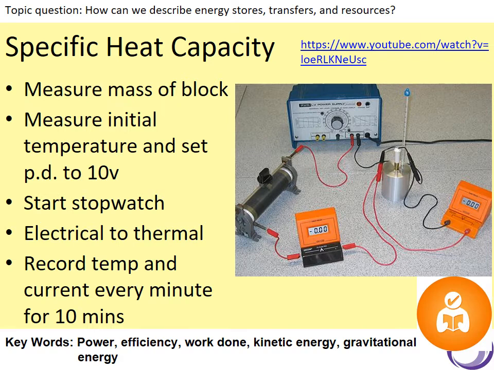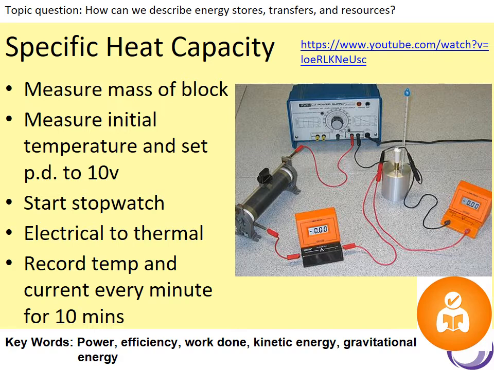You'd measure your initial temperature using your thermometer, and then you'd set your potential difference perhaps to 10 volts, for example. Then when you are ready, you would start your stopwatch, and then you will record your temperature, current and your potential difference every minute for 10 minutes. The energy transfer that we're looking at for this is from electrical to thermal. So for this practical, what we can do is see how much energy we need in order to increase the temperature of the block. That block could be aluminium or it could be copper.